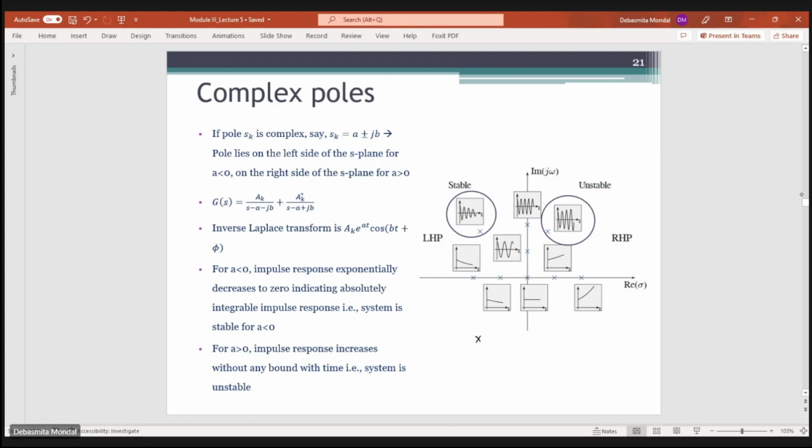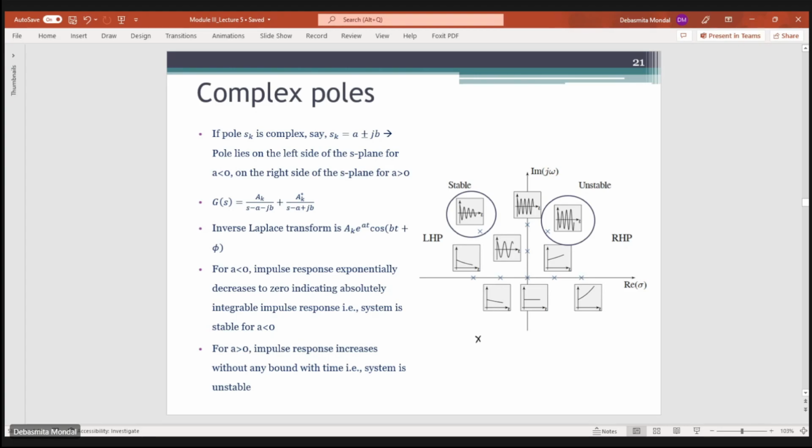But if the value of a is greater than 0, then you see that this is the plot of the impulse response when the value of a is greater than 0. For a greater than 0, these oscillations will keep on increasing and the output will not be bounded. Since the output is not bounded with time, the system will become unstable.